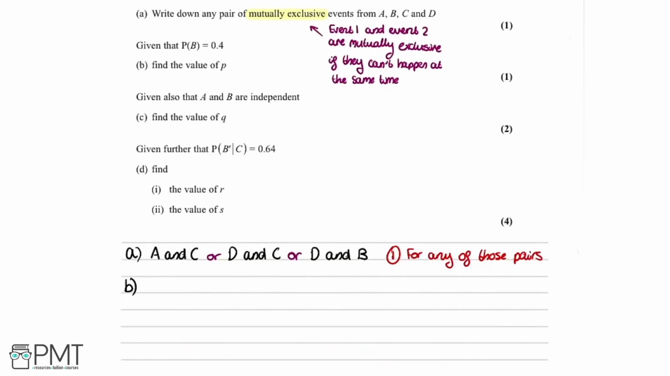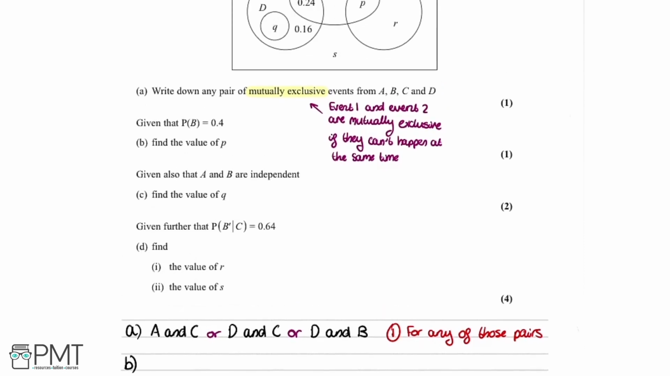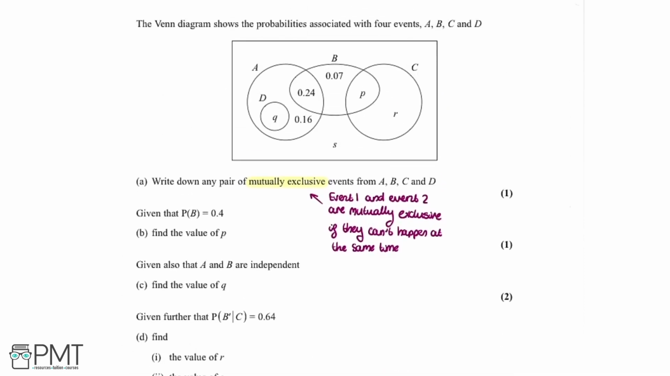So moving on, we're now given that the probability of B is 0.4. And now we need to find the value of P, and this is for 1 mark. So looking up at the diagram here, we've got the probability of B, so the probability of all of this is 0.4. And the probabilities that make up B are 0.24, 0.07 and P.